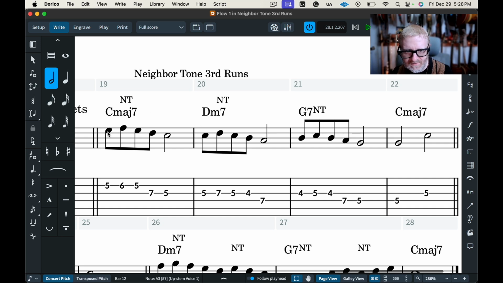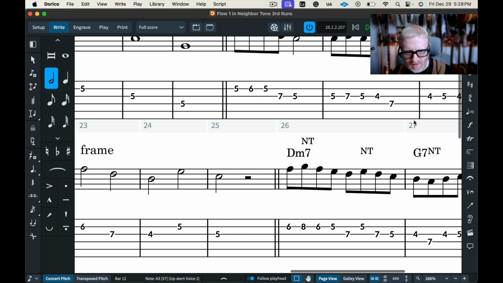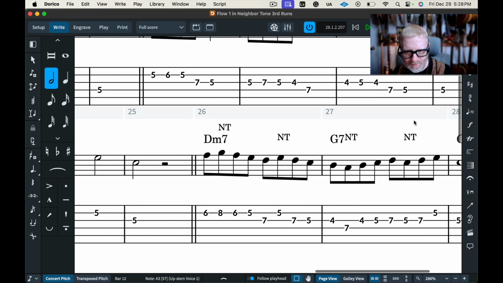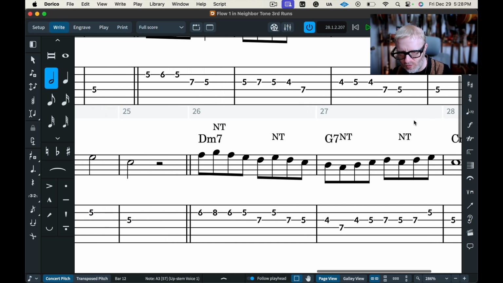The C major 7, I start on the third of the chord. The D minor 7, I start on the flat seventh of the chord. The G7, I start on the major third of the chord, and I just did a 5-1 resolution over the C major 7. I used the same chord progression for the next example, 2-5-1. I didn't start off with the one chord.